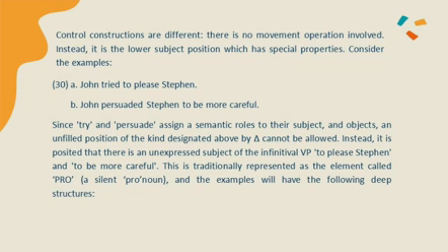Since try and persuade assign semantic roles to their objects and subjects, an unfilled position of the kind designated above by the triangle cannot be allowed. Instead, it is posited that there is an unexpressed subject of the infinitival verb phrases to please Stephen and to be more careful. This is traditionally represented as the element called PRO, a silent pronoun. And the examples will have the following deep structure.